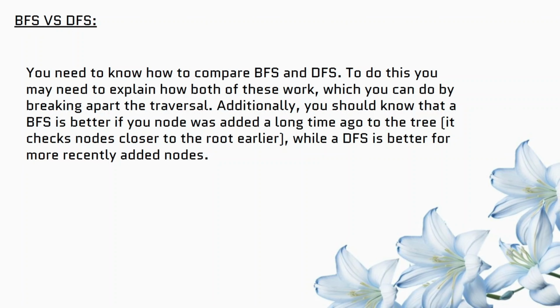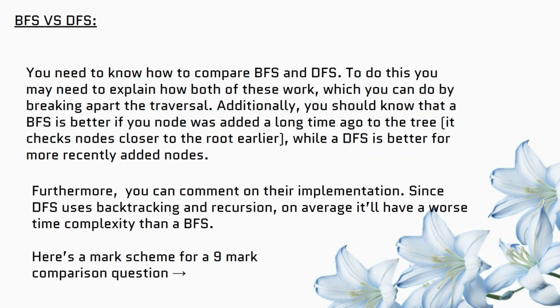So first of all, if you think about how these searches work, a breadth first search is going to be good if the node you're looking for is close to the root. If it was added a long time ago, right? Because if it's close to the root, it's going to come up quite early as you're sweeping through different layers of the tree. Whereas a depth first search is better for more recently added nodes, for leaf nodes, right? Because it fully explores branches before it moves on to another branch.